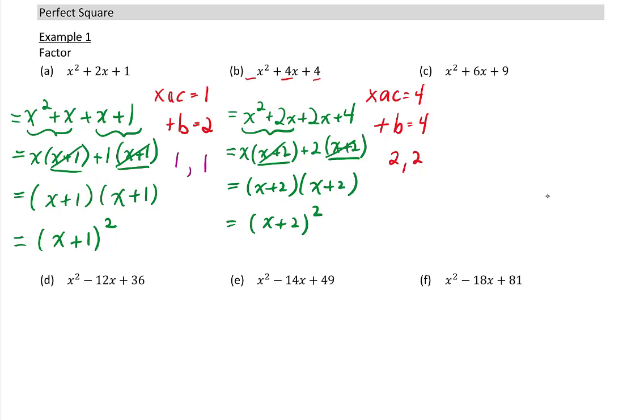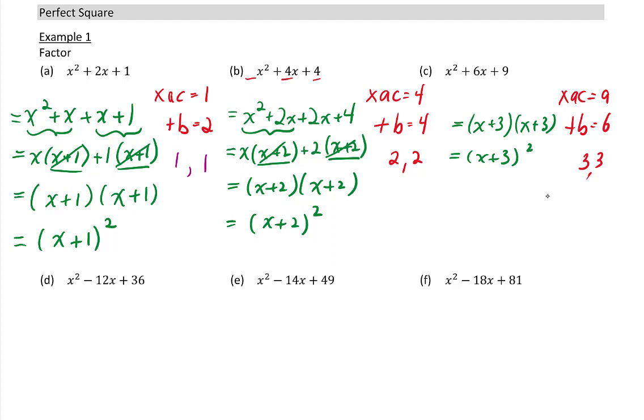So let's try this one more time. We need two numbers that multiply to 9, a times c, and add to 6. So the two numbers we see here are 3 and 3. And we'll be a bit quicker with this one. Our magic numbers are actually going to be in our factors. So we're going to get x plus 3, and this only works if the a value is 1, which gives me x plus 3 squared.